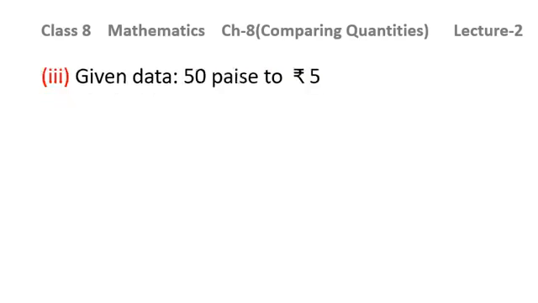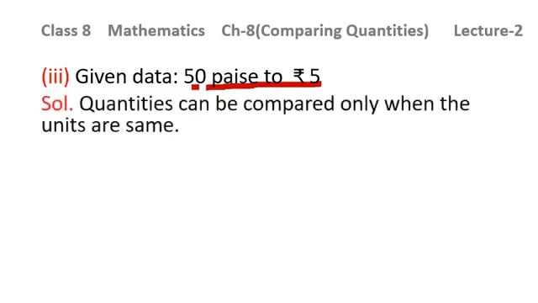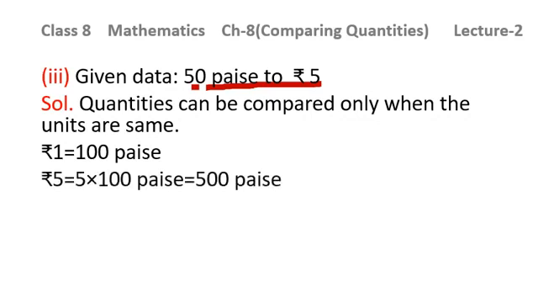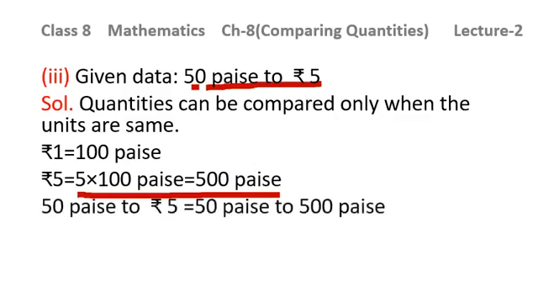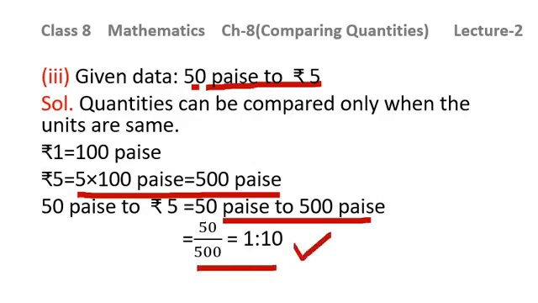Coming to the third part, this is 50 paise to 5 rupees. Here the units are again different, and we know that quantities can be compared only when the units are the same, and we know 1 rupee is equal to 100 paise. So converting 5 rupees into paise, that will be 500 paise. Then it will be 50 paise to 500 paise. Then we need to take the ratio like this, simple as this. Directly we will be dividing these two and the answer will be 1:10. Simple as this. I hope all these three parts are clear to you.